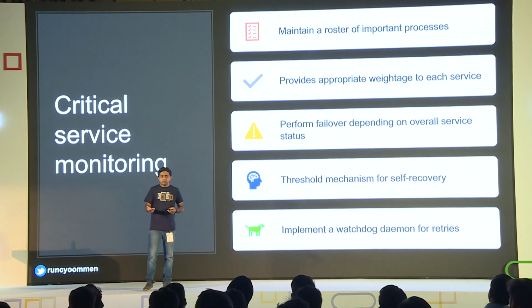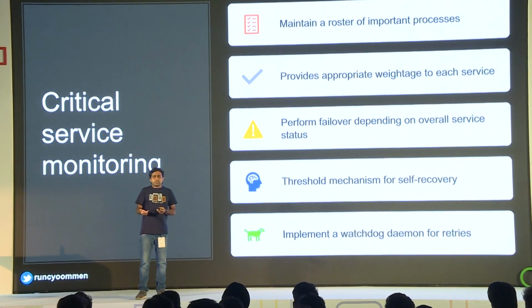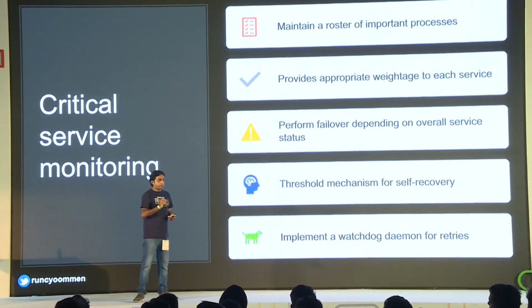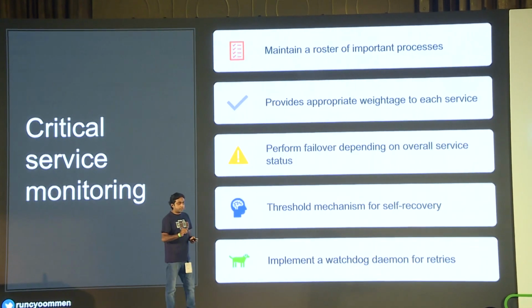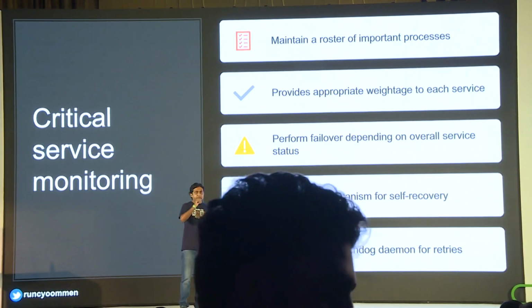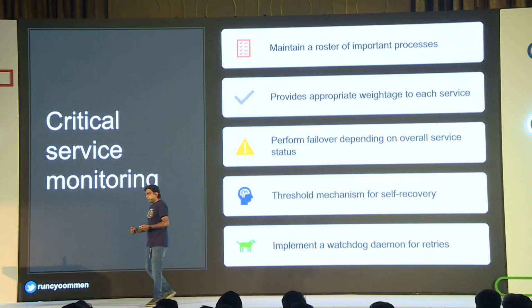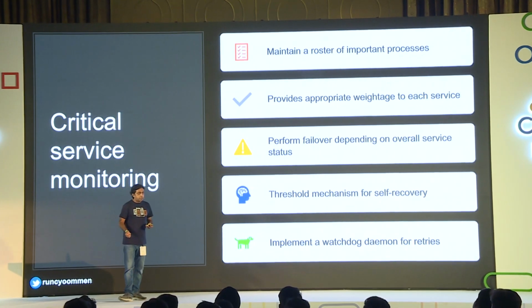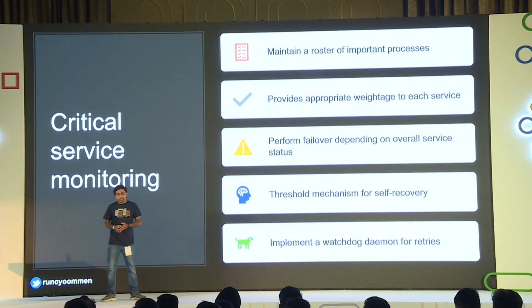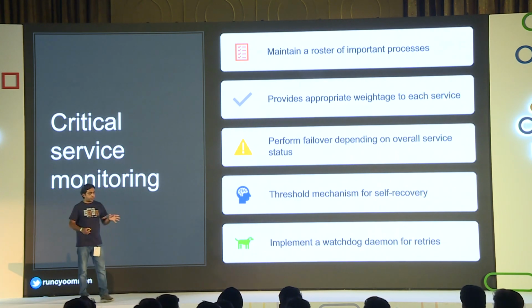Assume you have a system in which networking is not very critical. You need certain processes to be monitored. You have certain critical processes to be monitored, which, if they fail, you have to perform a failover. So you could effectively perform a crossover mechanism even for certain processes. So you maintain a roster of important processes, and you identify certain processes.